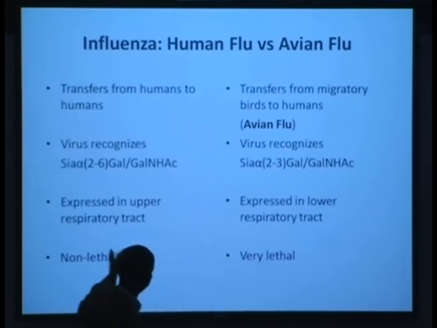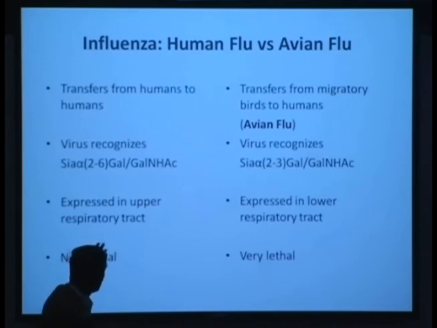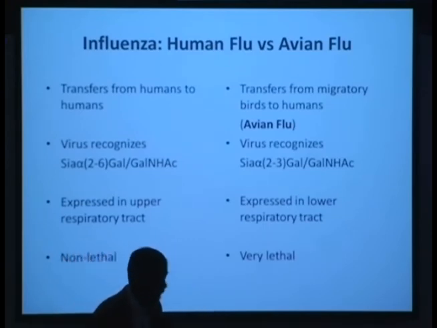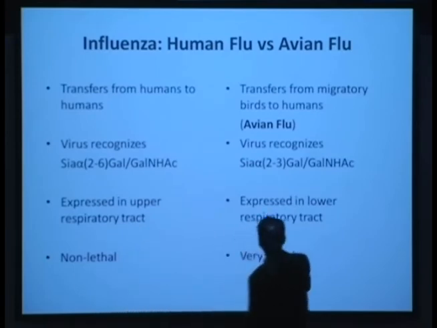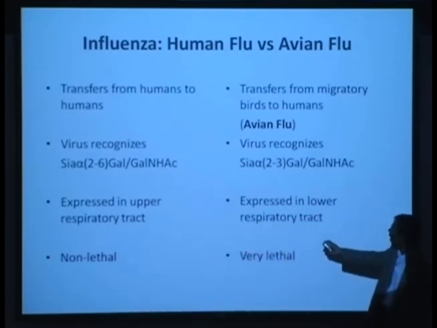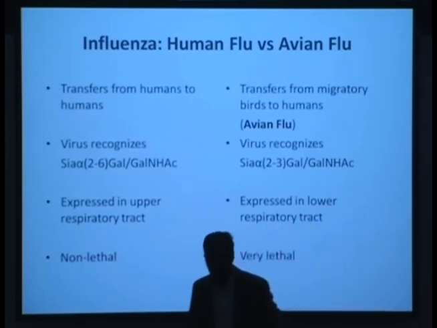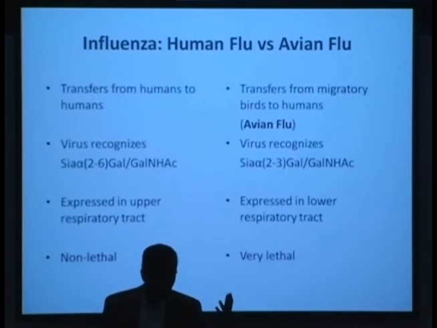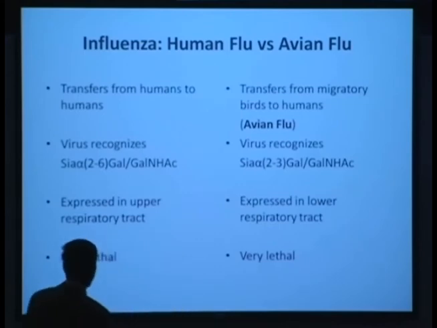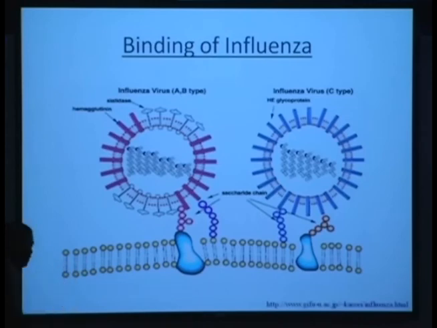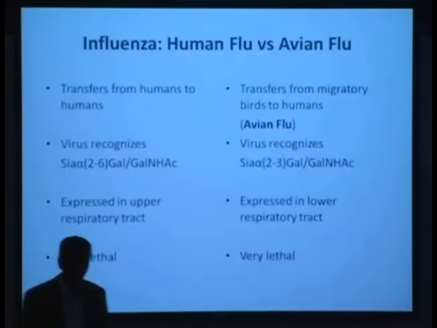So the human flu is non-lethal but transferable, but avian flu is lethal but non-transferable. But it's a question of when this virus can switch from recognizing sialic acid alpha-2,3 to alpha-2,6. We all know the virus can keep constantly mutating. I believe one day, hopefully not in my lifetime, this may switch from alpha-2,3 to alpha-2,6. Because remember that this hemagglutinin binds to alpha-2,6. But if avian flu switches from alpha-2,3 to alpha-2,6, what happens?